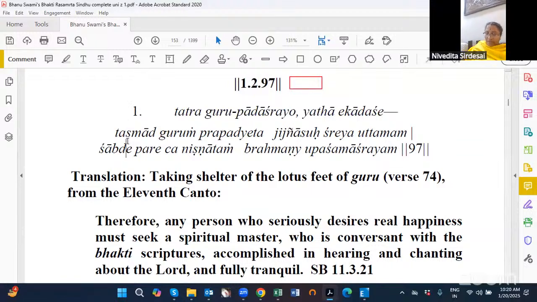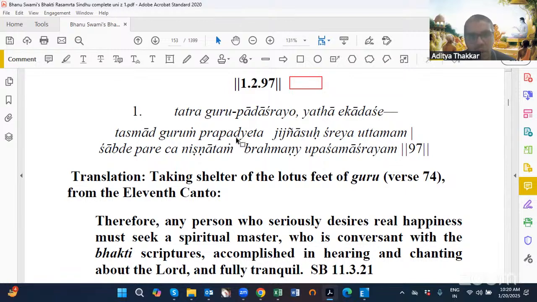The 97th verse goes to two paragraphs. Pushpa Mataji will read the verse, and Pushpa Mataji will read the translation.